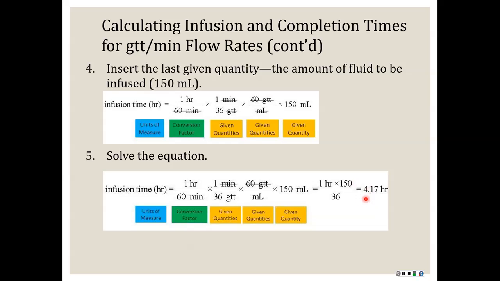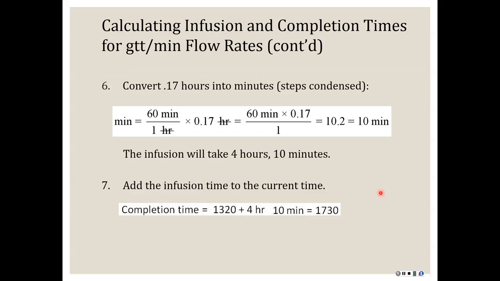So we have 4 hours, and then again we need to convert this 0.17 hours into minutes. So we're looking for minutes. We're going to start out our equation with minutes here, and we know that we need to have minutes up here. I know that there's 60 minutes in an hour, so I can go ahead and insert that, and then I'm going to multiply by this 0.17 hours. So I take 60 times 0.17, and I get 10.2 minutes.